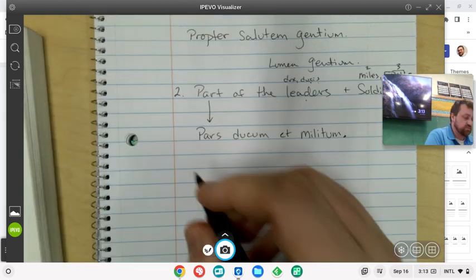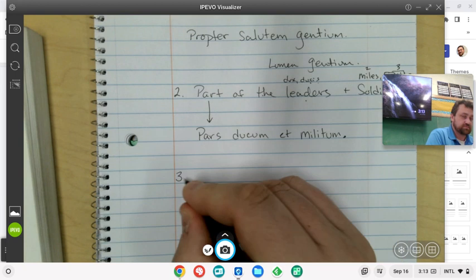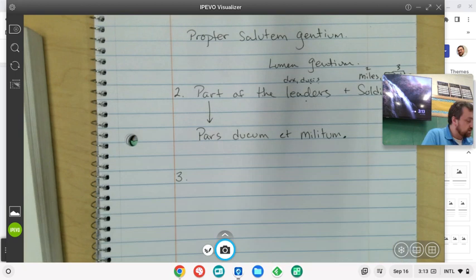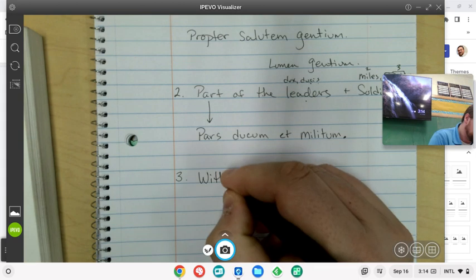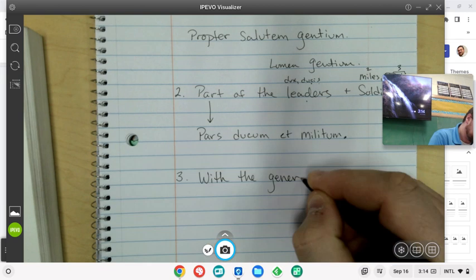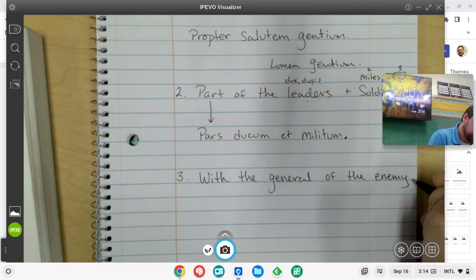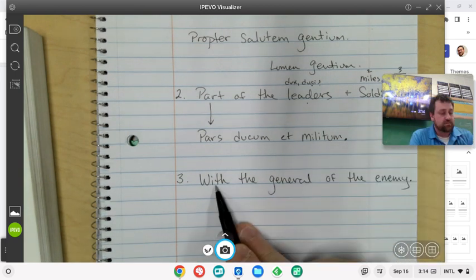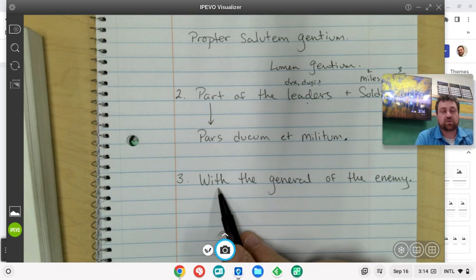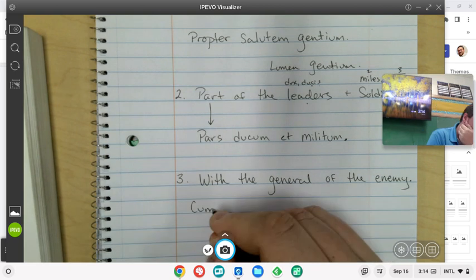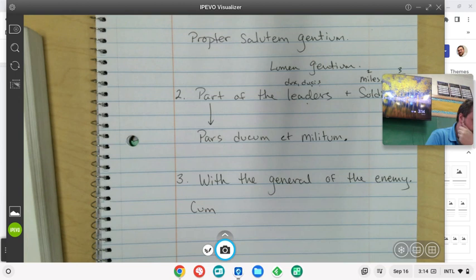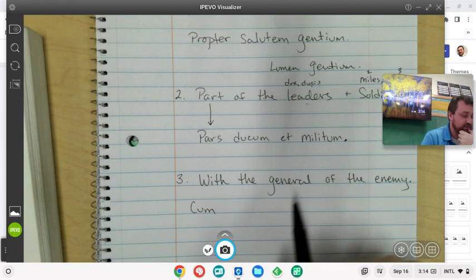And I think we can do one more. Number 3. All right, from exercise 45. With the general of the enemy. All right, so these aren't full sentences. So with the general, cum is with, and with takes the ablative, so we need general in the ablative.